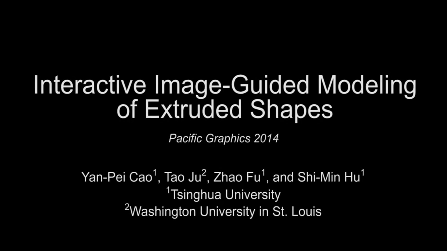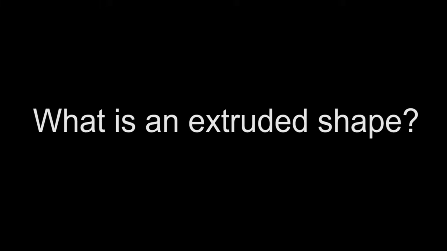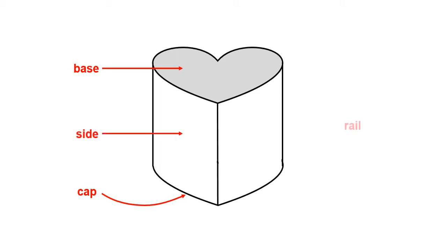We present an interactive tool for modeling extruded shapes from a single image. An extruded shape is created by extruding a planar face in orthogonal direction. We call the planar face that is visible in the image the base, and the other backward-oriented face the cap. The remaining part of the object is called the side, which is made up of parallel line segments called rails.